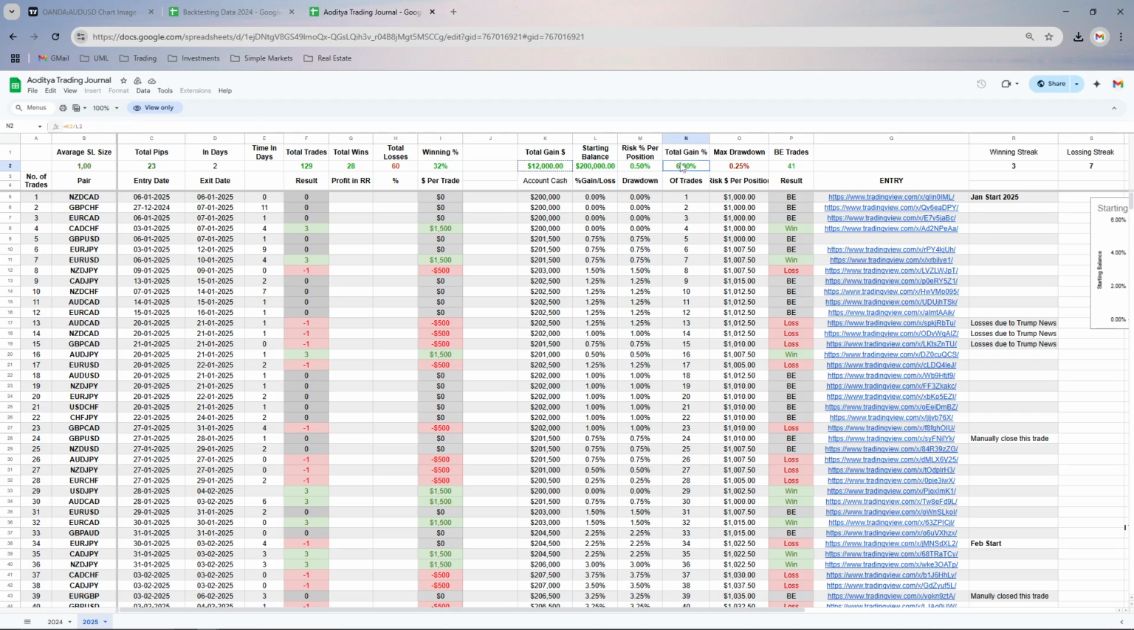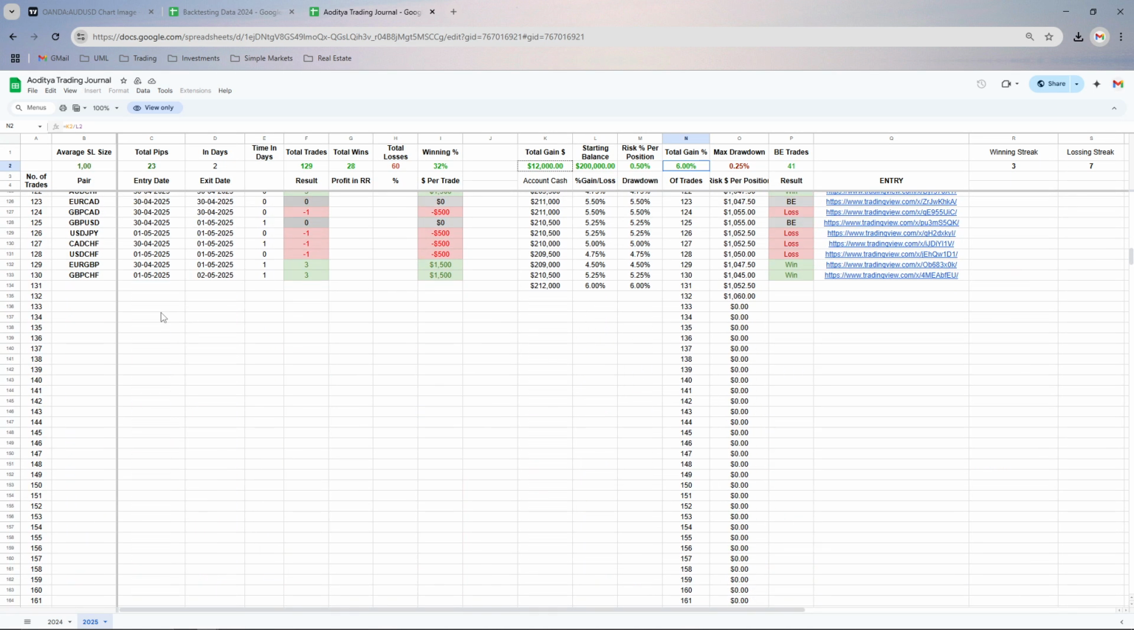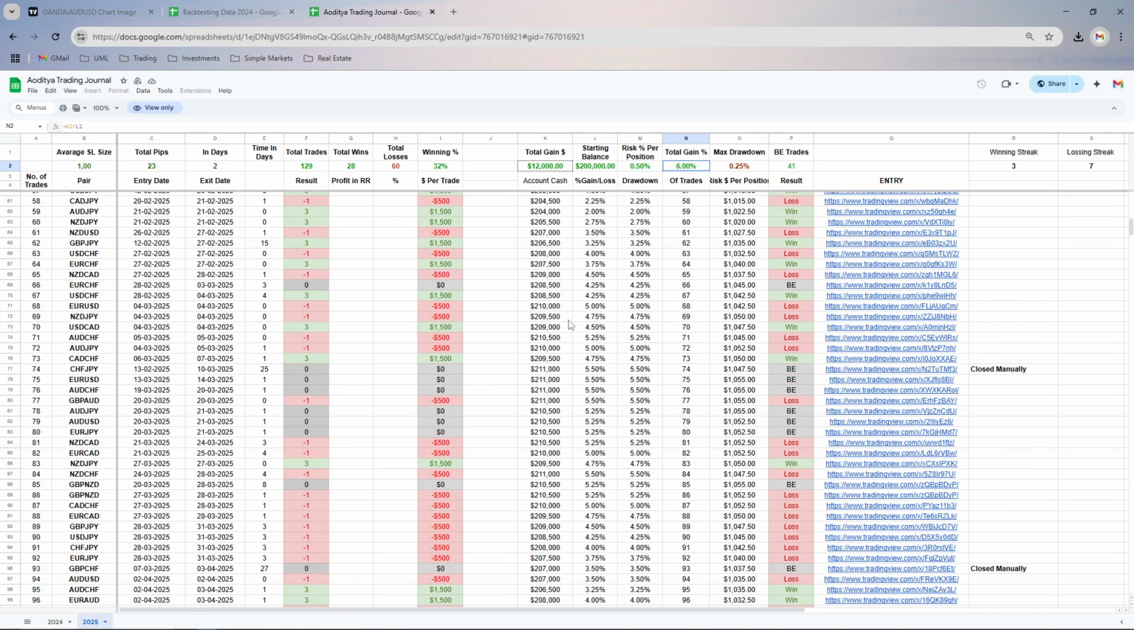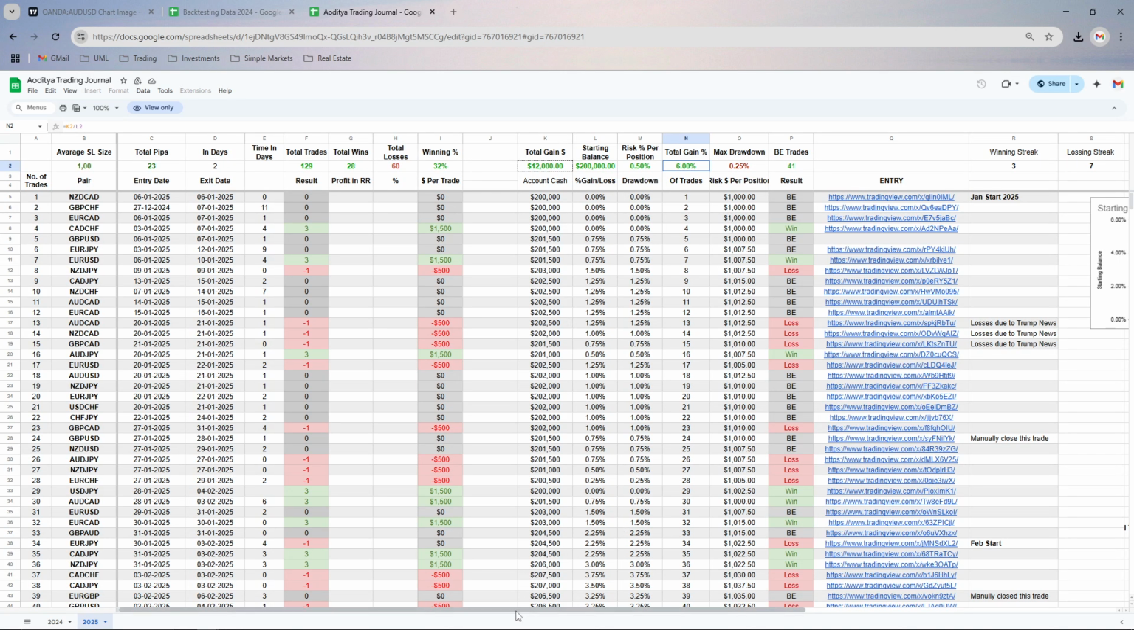$12,000 gain, which is about a 6% gain on the account, which looks great to me as well. I will say it's a little bit on the lower end regarding the time frame that we're looking at here. We're looking at about 4 full months of data. At 6%, it's about a 1.5% return per month. So slightly on the lower end, but in my opinion, nothing really that concerning.